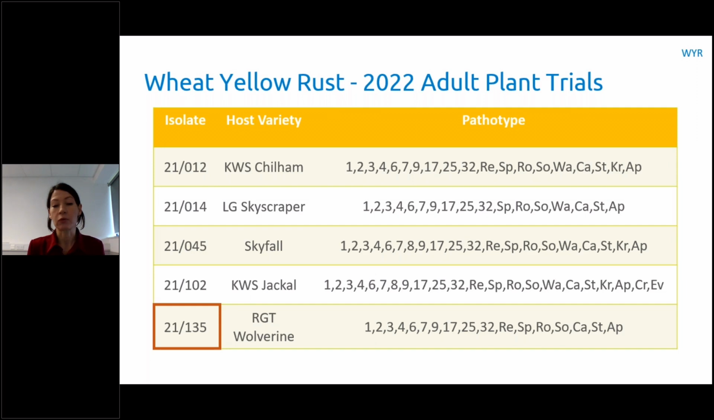It had a pathotype for Red 11, and we picked that one because I was also using it in some other tests, and it was looking interesting at the time. So it's just trying to choose isolates that are going to give us the broadest picture of the isolates we received.